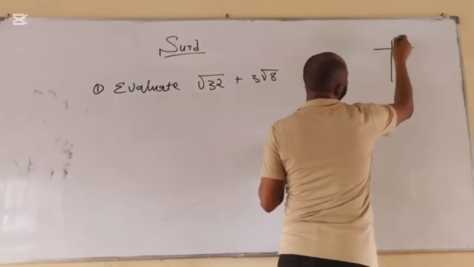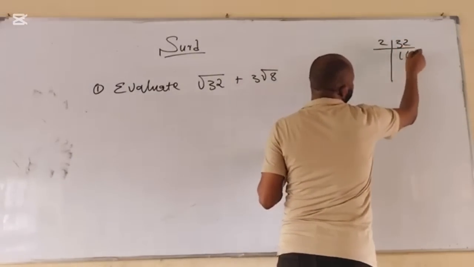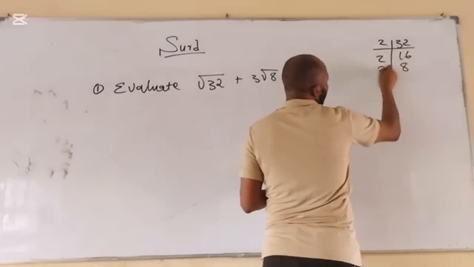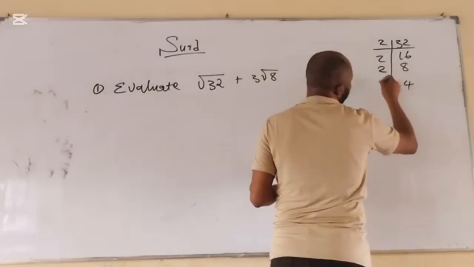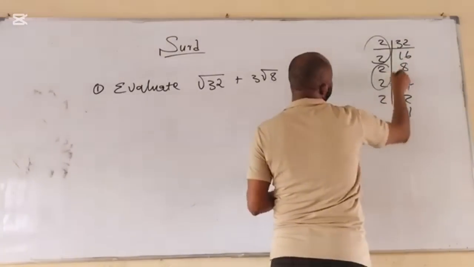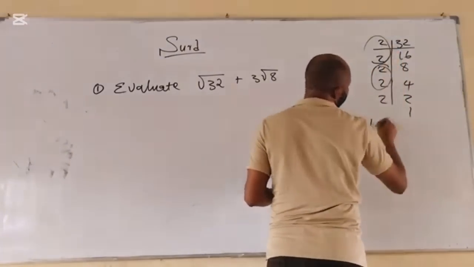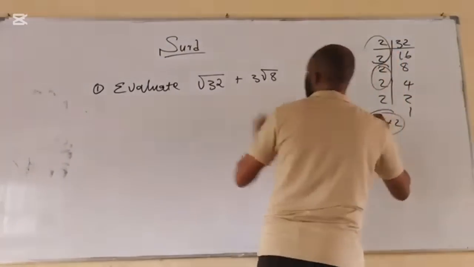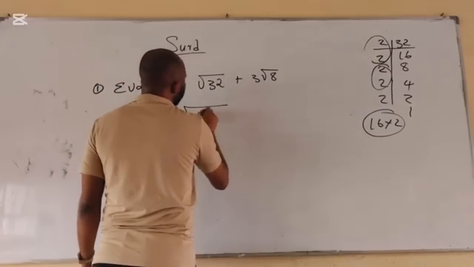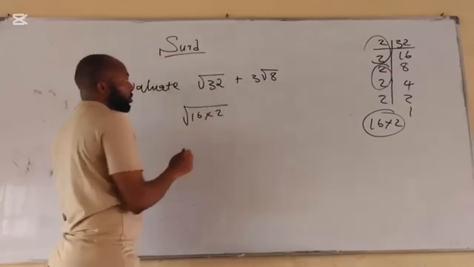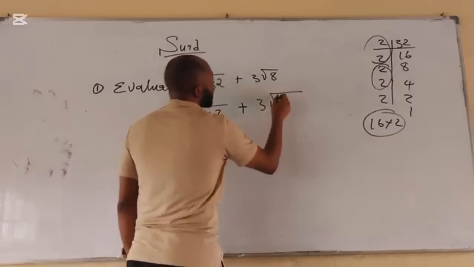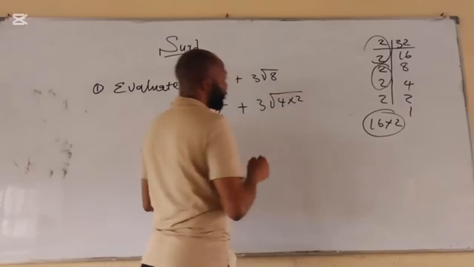This is my 32. 2 go here will give me 16. 2 go here will give me 8. 2 go here will give me 4. 2 go here will give me 2. 2 go here will give me 1. Same. So 4 times 4 is 16 times 2 will give me this 32. So I can easily come here and say 16 times 2 for 32. Plus, this is 3 root 8, is 4 times 2 will give me 8.